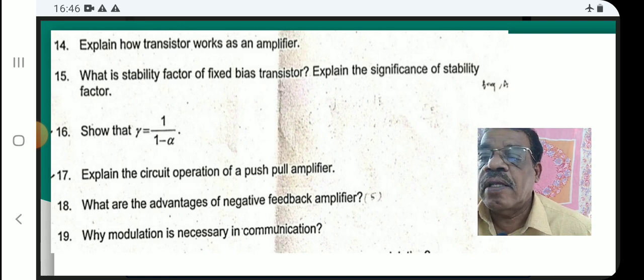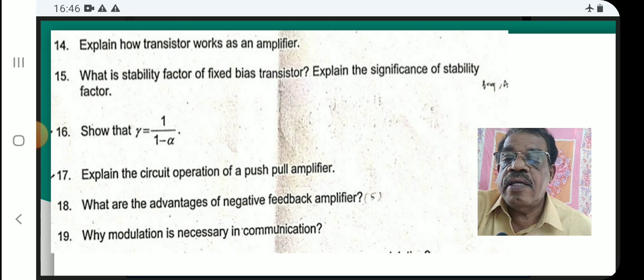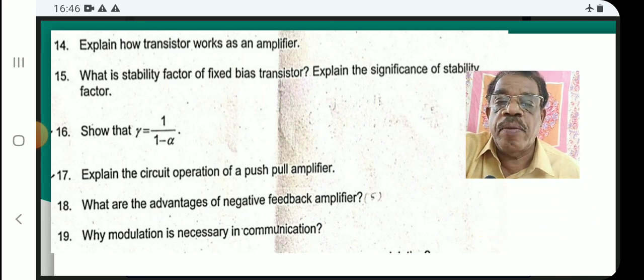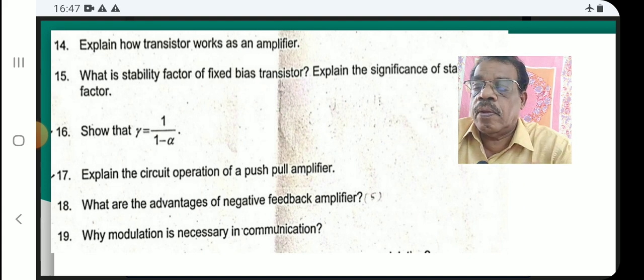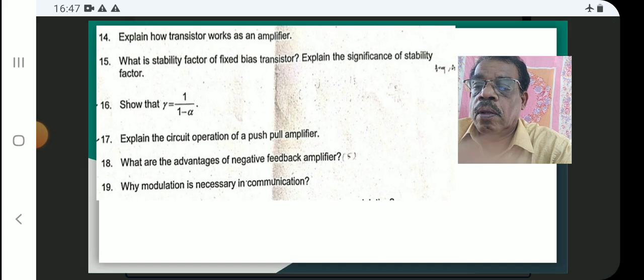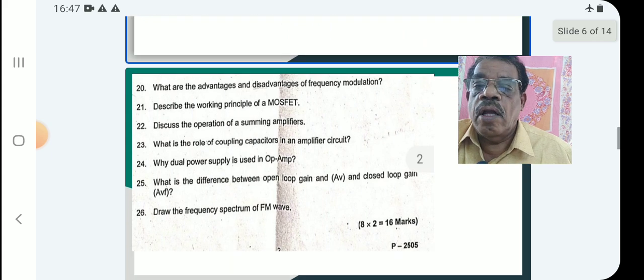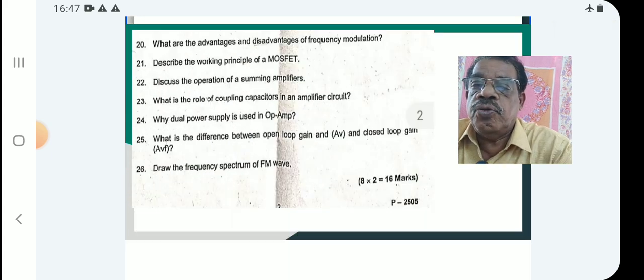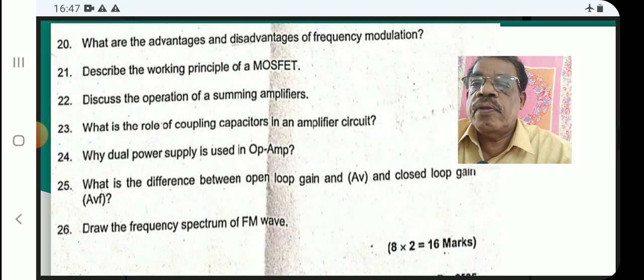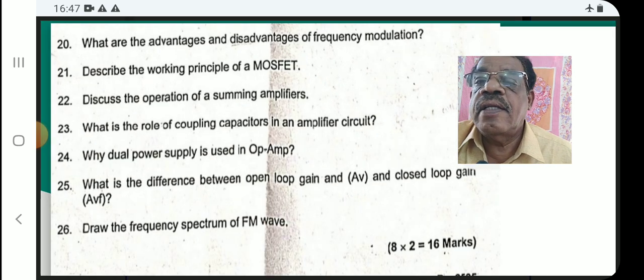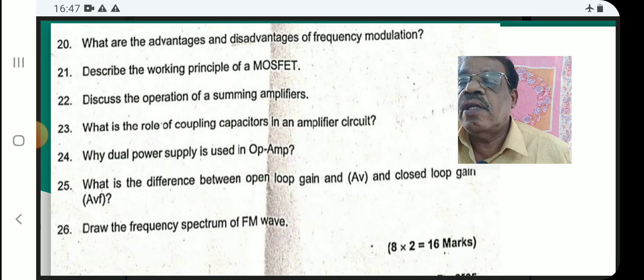Number 17, explain the circuit operation of a push-pull amplifier. Number 18, what are the advantages of a negative feedback amplifier? Number 19, why is modulation necessary in communication? Number 20, what are the advantages and disadvantages of frequency modulation?